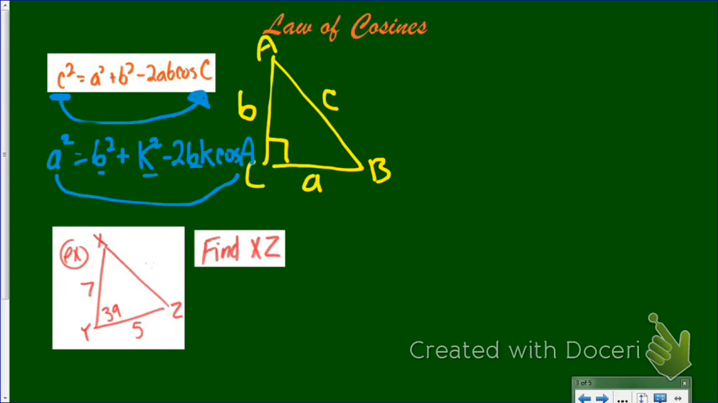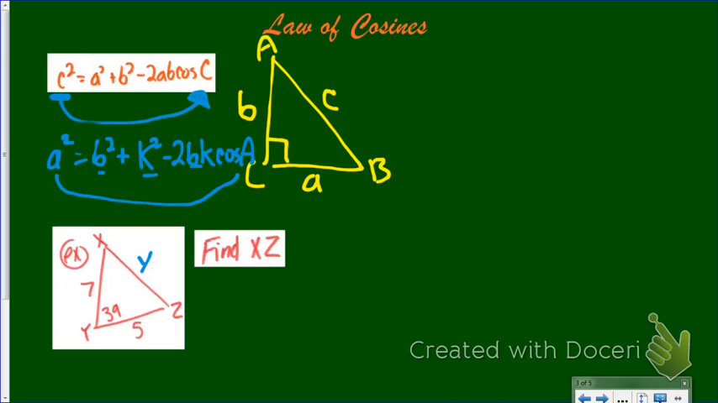So let's actually try an example of this. We're going to use the law of cosines to solve this triangle down here, and we're going to use that to find side xz. So again, xz is the side across from the 39-degree angle. So that means let's call that y, because it's across from angle Y. So we're going to fill in this formula.